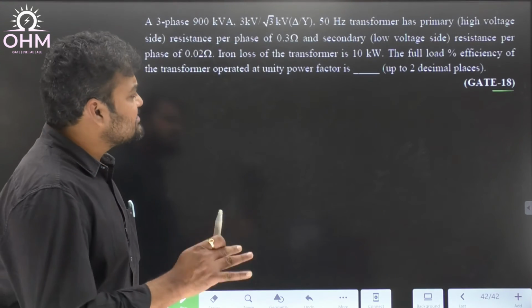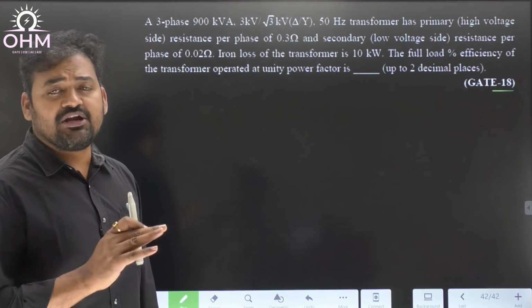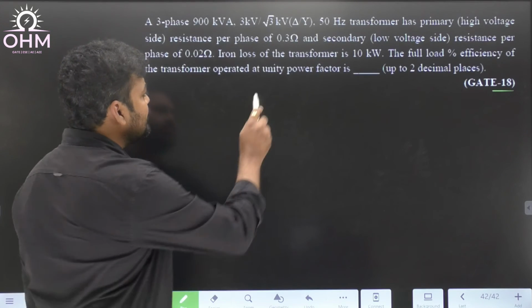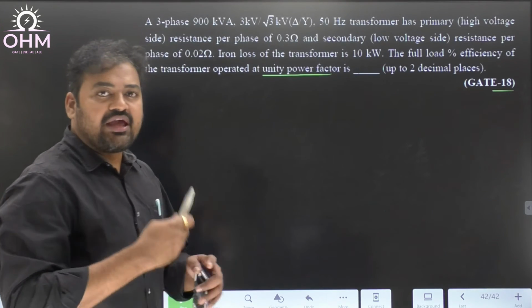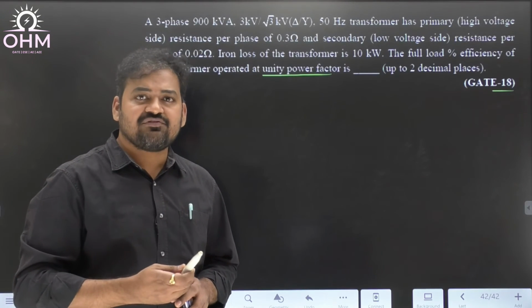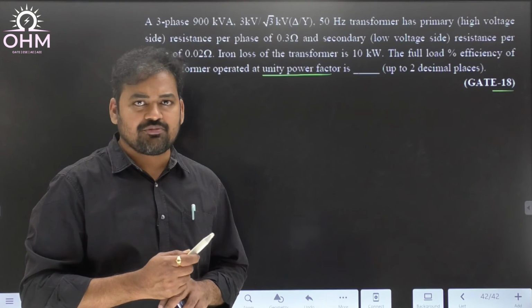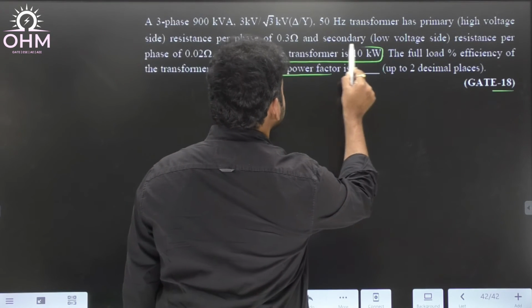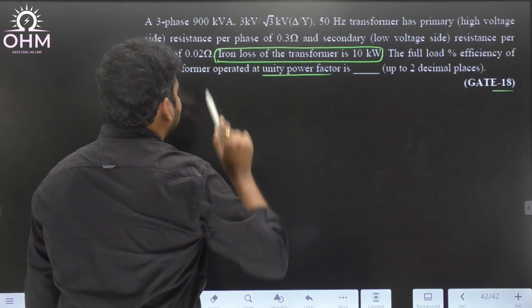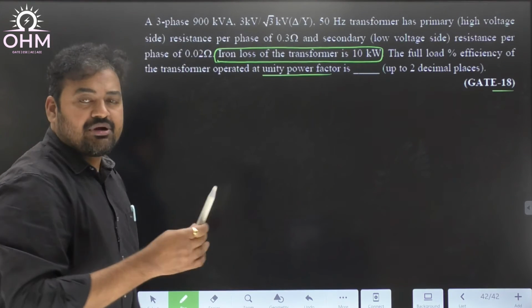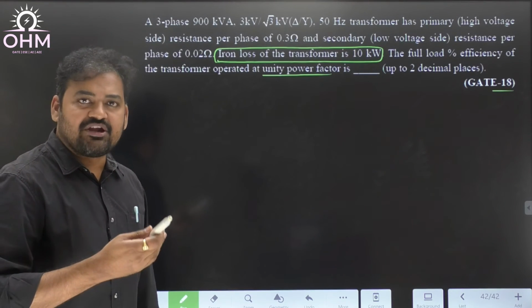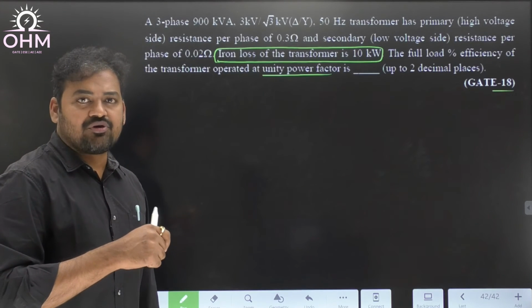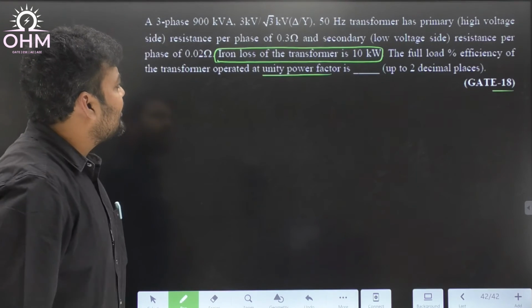Okay, so question is very simple. We are just asked to find out full load efficiency at unity power factor. But to calculate efficiency, first we need the information of iron loss as well as copper loss. Iron loss was straight away given. Iron loss of the transformer is 10 kilowatt. So our duty is to find out copper loss, but to find out copper loss, I have to find out current rating of the transformer, because resistances were already given.